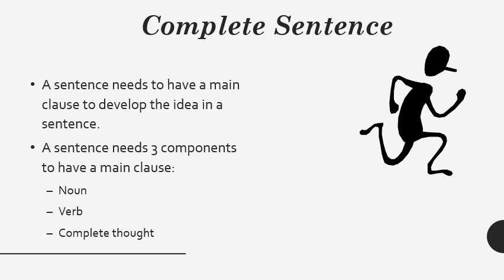For example, look at this picture. What would you say? The boy is running on the street, for example. So here, when I say the boy is running on the street, is it a complete sentence? Let's ask ourselves, does it have a subject? Who is running on the street? The boy.